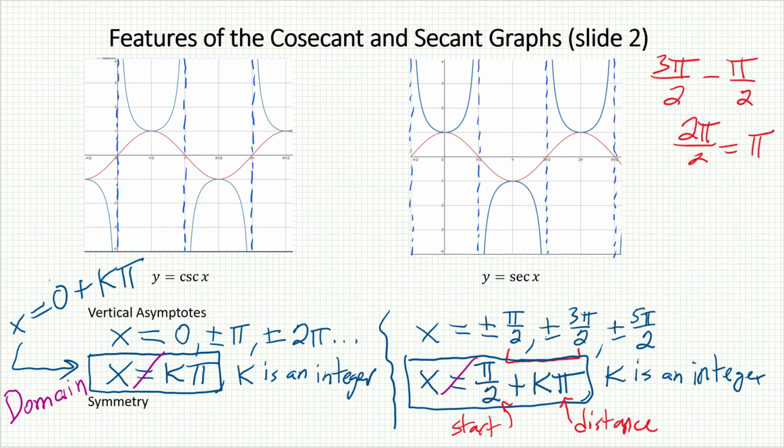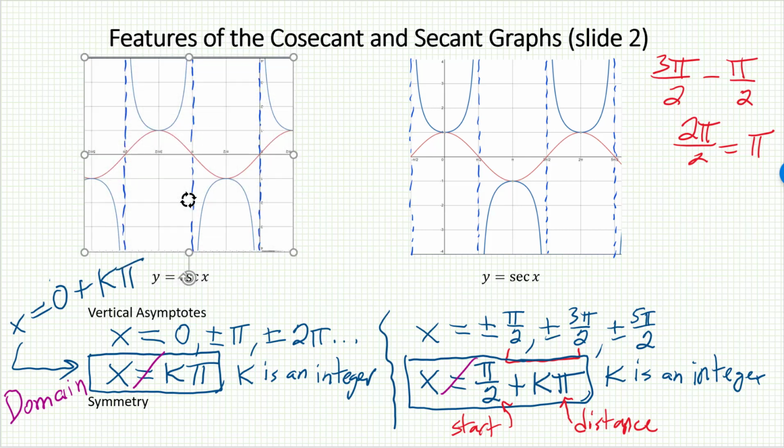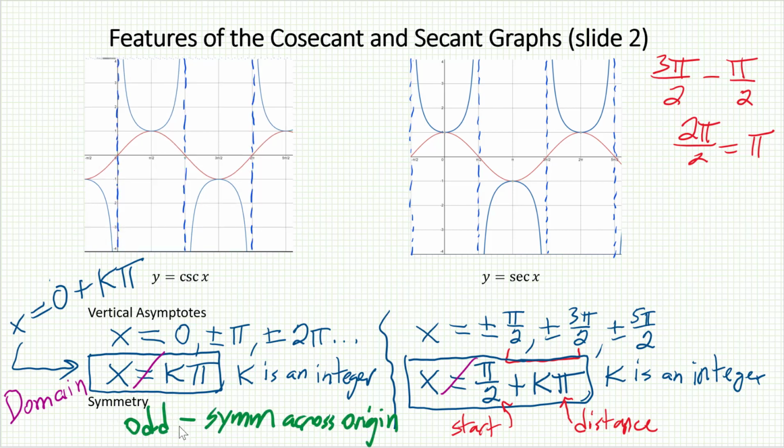Another feature that's different between the two graphs is the symmetry. In each case, the symmetry matches the corresponding reciprocal function. So you might remember with the sine function, we said that the sine function was an odd function. This meant that the graph is symmetrical across the origin. In other words, if you flip the picture around 180 degrees, it will land on itself. Well, the same thing is going to be true of the cosecant function. If I spin this around upside down, it's exactly the same picture. And so we say the cosecant function is odd. It's symmetrical across the origin.